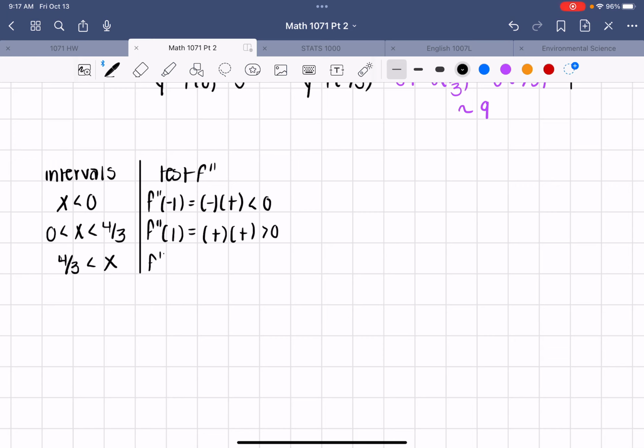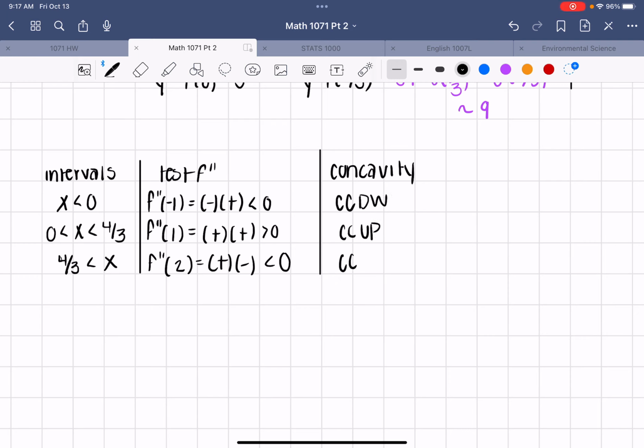So let's put all that information together. All in all, I've got 3 interesting points. This guy's both critical and inflection. That's inflection. I guess I could have labeled that. I'm using purple for the inflection. And F2. So let's take a look. These 3 points induce 4 intervals. Let us look at each interval.